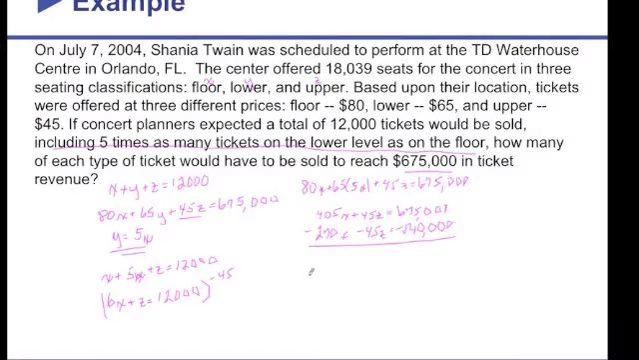Combining those, I'll end up with 135x. X's are really weird. The z's will go out, and subtracting here, I get 135,000.